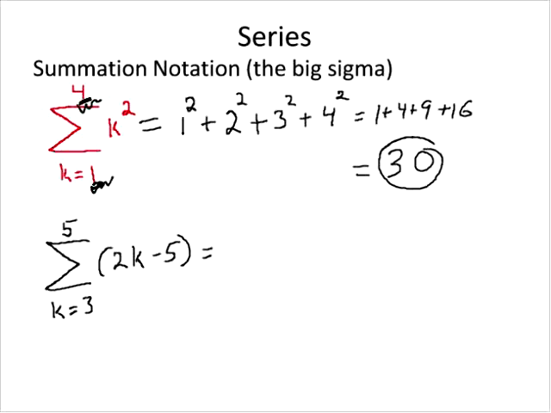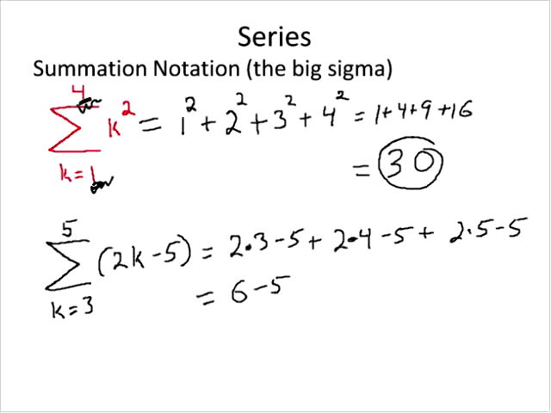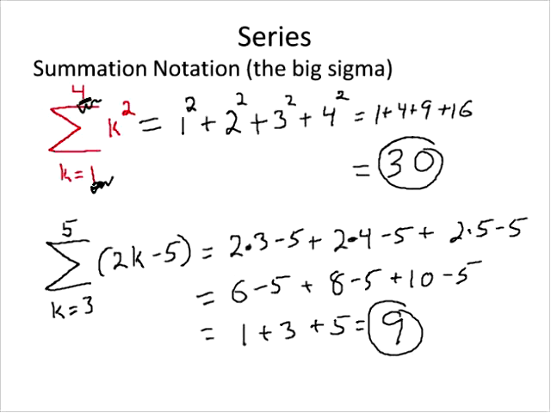And again, all we're going to do is plug these numbers 3 through 5 in for k and add them all up. So let's see, the first one will be 2 times 3 minus 5. The second one will be 2 times 4 minus 5. And the third one will be 2 times 5 minus 5. These are all multiplied. So let's see what we get. 2 times 3 is 6 minus 5 plus 8 minus 5 plus 10 minus 5. Let's see, that's going to be 1 plus 3 plus 5. So that's going to give me a grand total of 9.